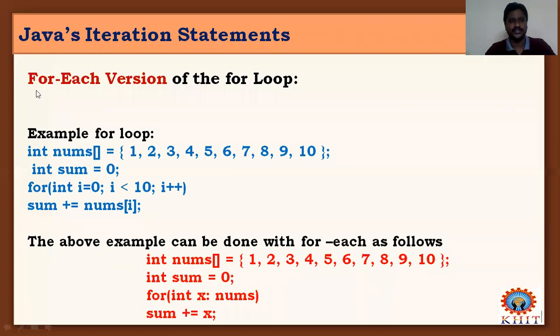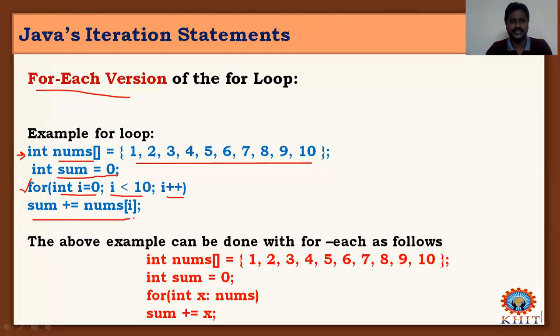Coming to the for-each version of the loop. Generally, we have an array of elements. nums is an array with elements 1 to 10, and I have a variable sum equal to 0, and I'm adding the given values from 1 to 10: 1 plus 2, 3, 3 plus 3, 6, 6 plus 4, and so on. Using the for loop, this can be easily performed: for int i equal to 0, i less than 10, i plus plus. It simply adds the array elements one by one to the sum variable, so it performs the same operation.